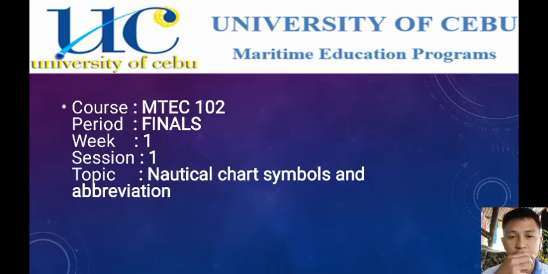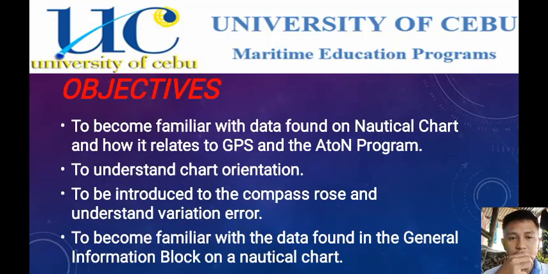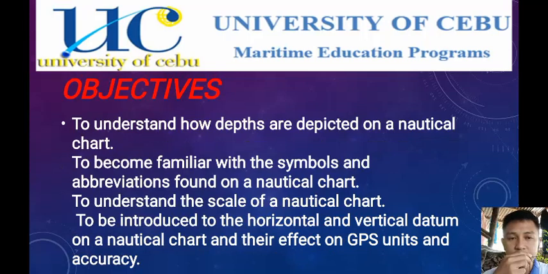And symbols and abbreviations. So the learning objectives are to become familiar with data found on nautical chart and how it relates to GPS and ATON program, and to understand the chart notation, and to be introduced to the compass rose and understand the variation error. To become familiar with the data found in the general information block on the nautical chart, and to understand how depths are depicted on a nautical chart, then to become familiar with the symbols and abbreviations found on the nautical chart.